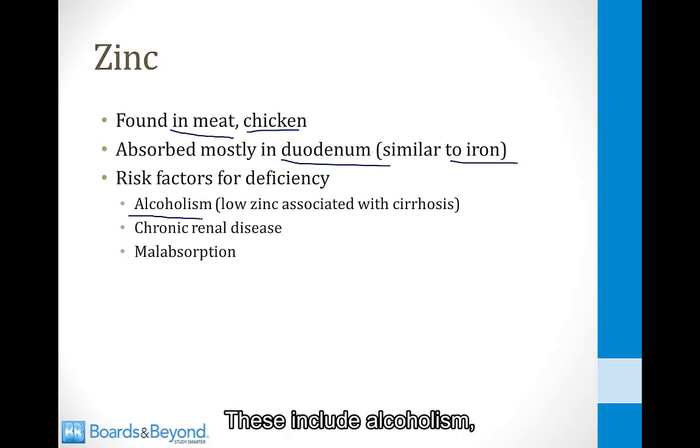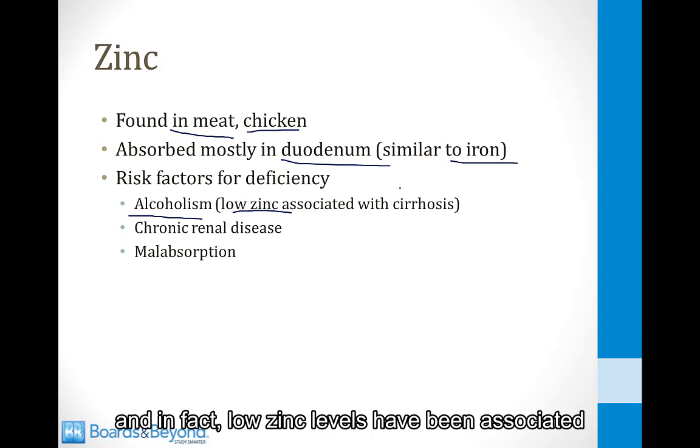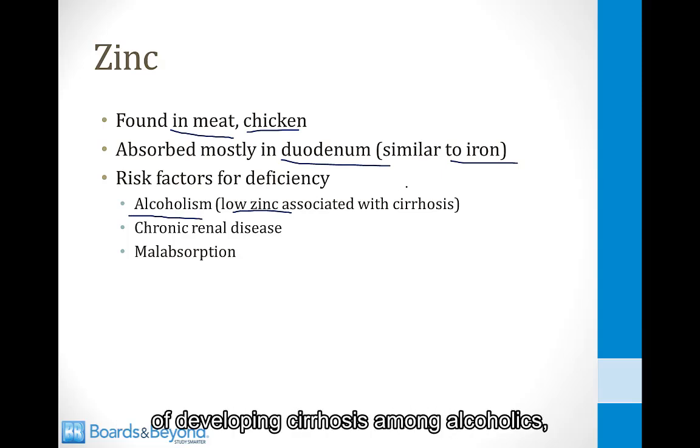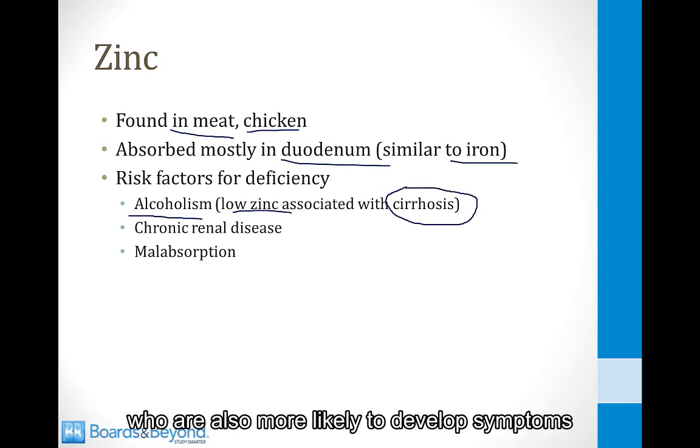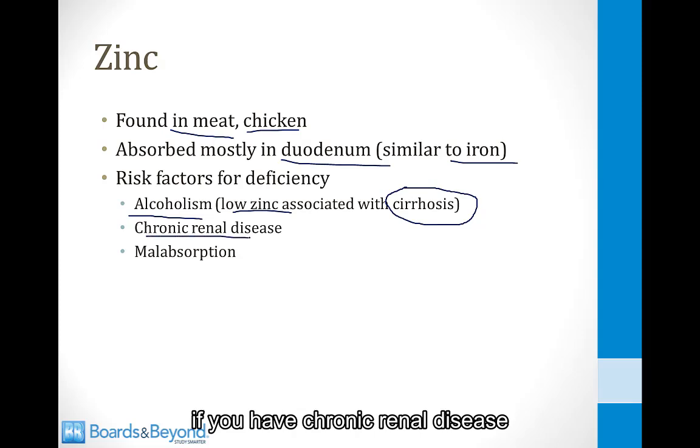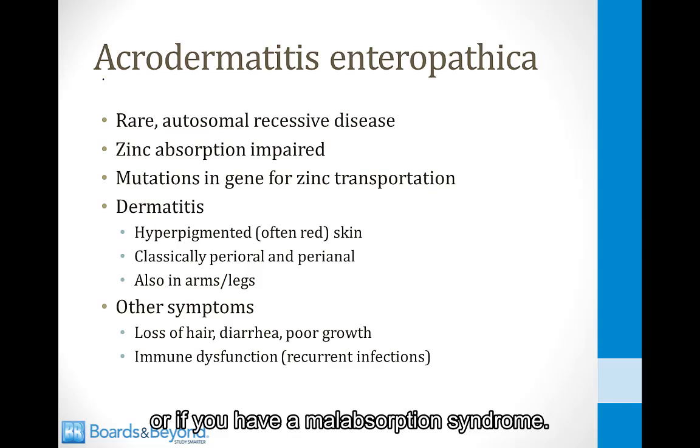These include alcoholism, and in fact, low zinc levels have been associated with an increased likelihood of developing cirrhosis among alcoholics. You are also more likely to develop symptoms of a zinc deficiency if you have chronic renal disease or if you have a malabsorption syndrome.